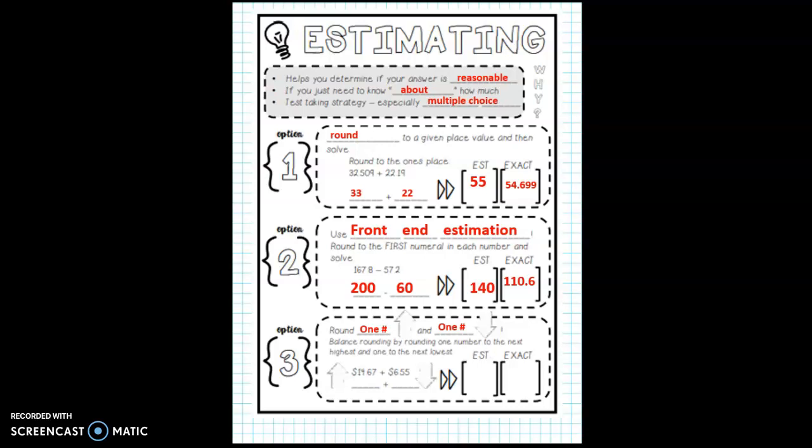$14.67 will round up to $15. While $6.55, even though rounding rules say we should round it to 7, we are going to round it down to $6. When we add these two together, we get $21. So our exact answer should be very, very close to 21. When we go back to our original numbers and do the addition, we get $21.22, which is extremely close to our estimate, so we know it is a good answer.